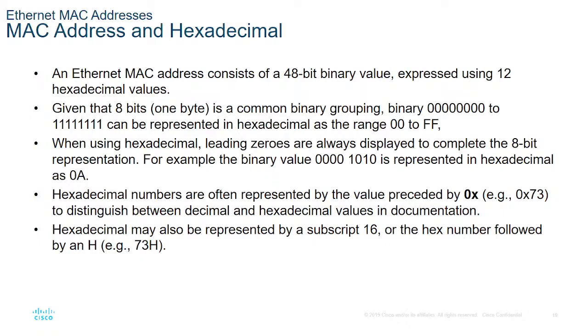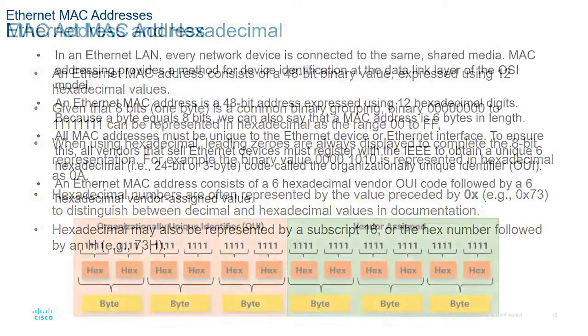Hexadecimal numbers are often represented by a value preceding 0x to distinguish between decimal and hexadecimal values in documentation. Hexadecimal may also be represented by a subscript of 16 or a hex followed by an H. So generally, MAC addresses are always represented in hexadecimal because with hexadecimal, we can have a 48-bit binary value. So we don't use decimal because hexadecimal supports far more values. And normally within these MAC addresses, because of the need for uniqueness, we always use hexadecimal.